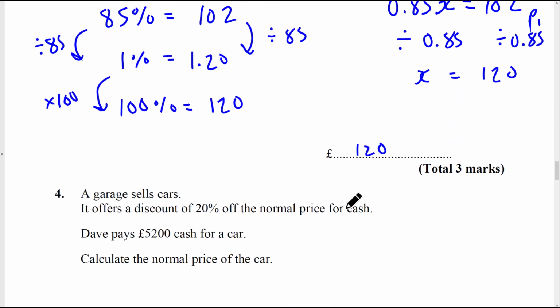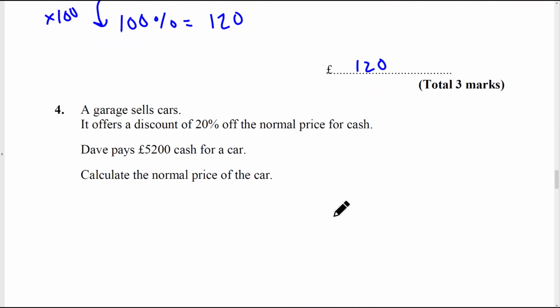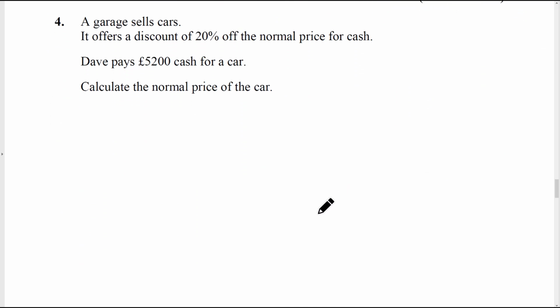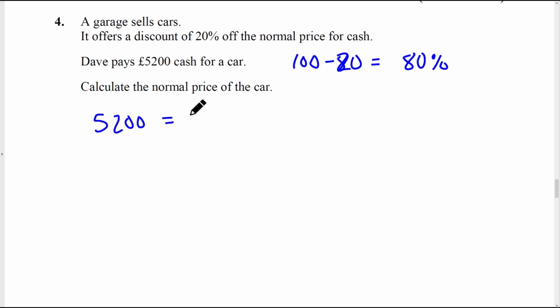Alright, question 4. Give that a go. So it's a 20% discount and it's £5,200. So 100 minus 20 equals 80%. So we know 5,200 equals 80%.